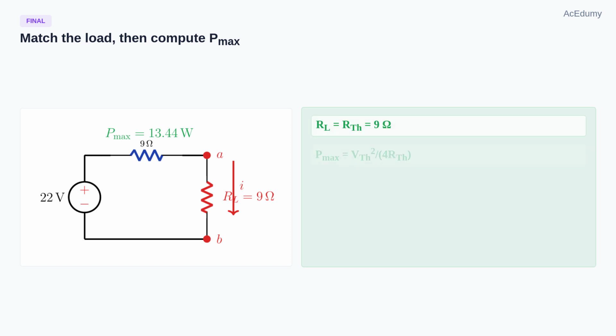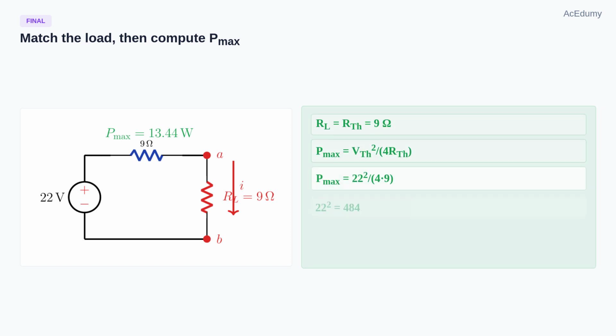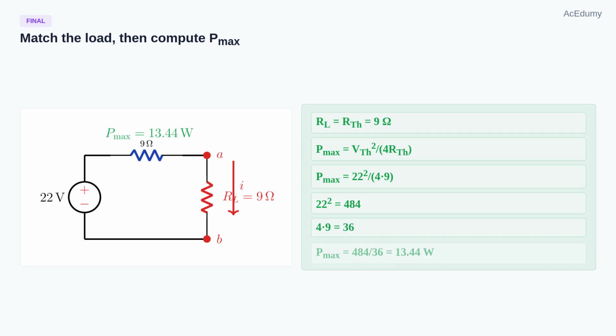Now combine the two results. For maximum power, RL equals Rthevenin, so RL equals 9 ohms. For the maximum power value, use Pmax equals Vthevenin squared over 4 Rthevenin. Substitute the numbers. Vthevenin is 22 volts, so 22 squared is 484. 4 times Rthevenin is 4 times 9, which is 36. Then 484 divided by 36 is 13.44 watts. That is the largest power this network can deliver to a purely resistive load.